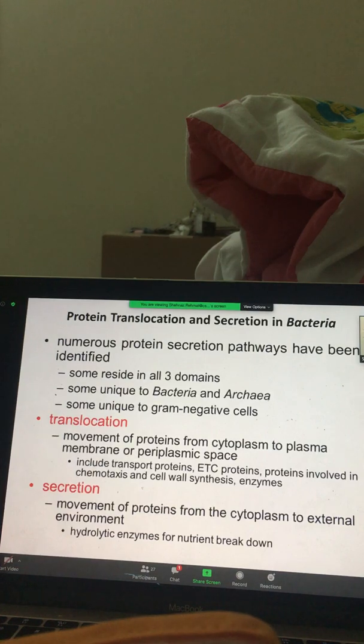But if the protein is released into the external environment, we will call it a secretion system. And secretion will always allow these hydrolytic enzymes, or the exoenzymes, that will be used to break down nutrients on the outside of the cell. So please watch out for the term translocation versus the word secretion.